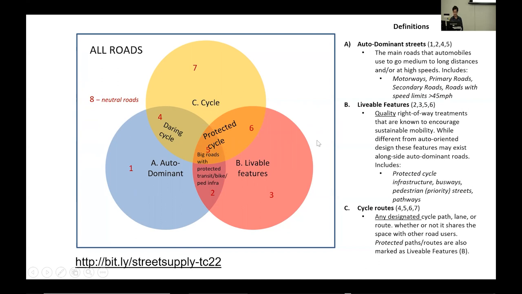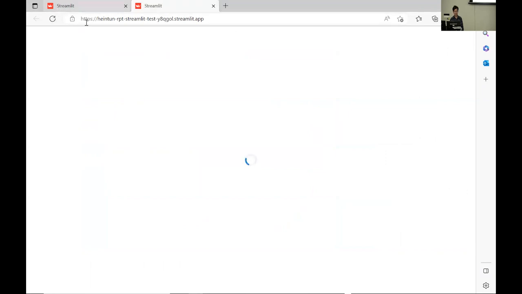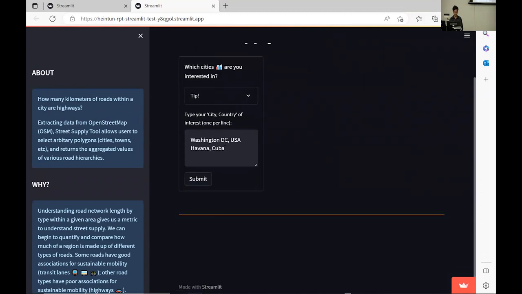Okay, where is the link? So it's built on Streamlit. The URL, I haven't even changed the URL. The URL is bit.ly/street-supply-tc22. So this is the web app. This is live. You can start, I don't know, give me some cities. Right now we have Washington, D.C. You can do Richmond, PA. I don't think you need USA.